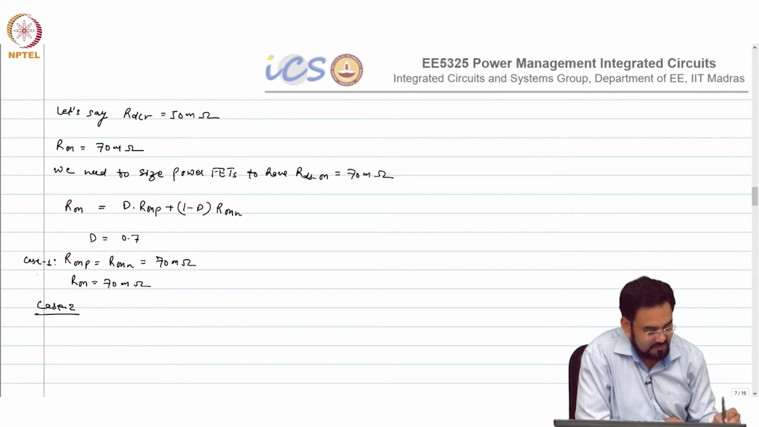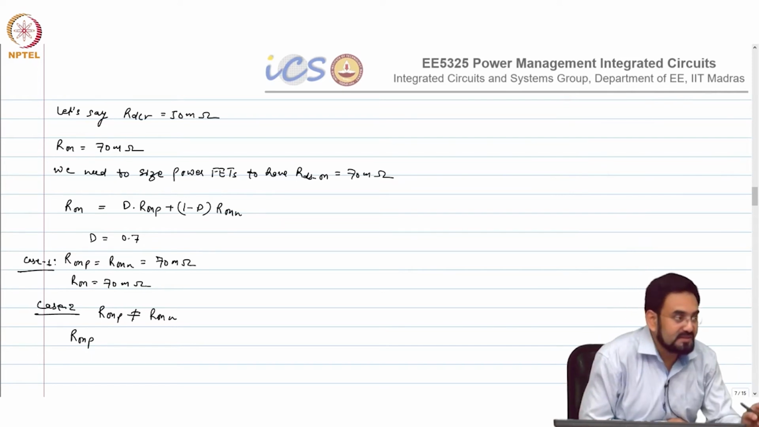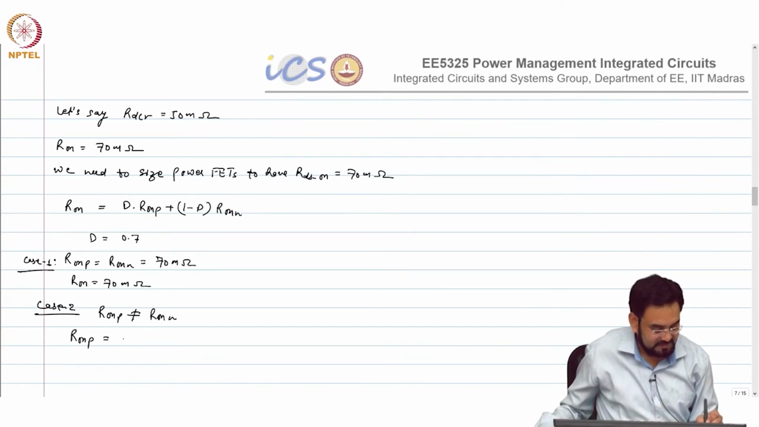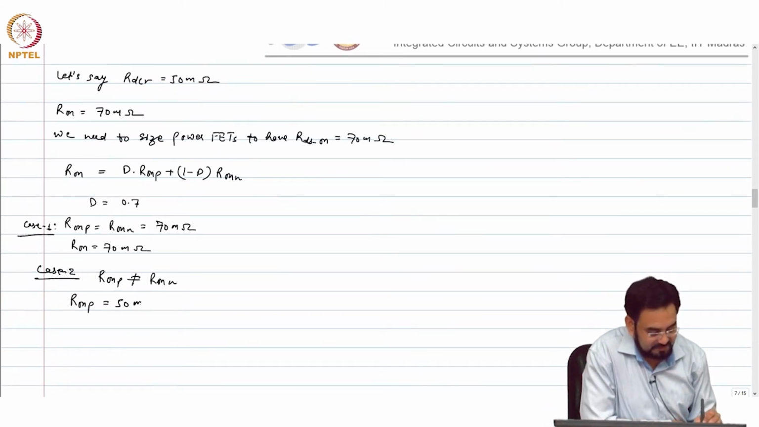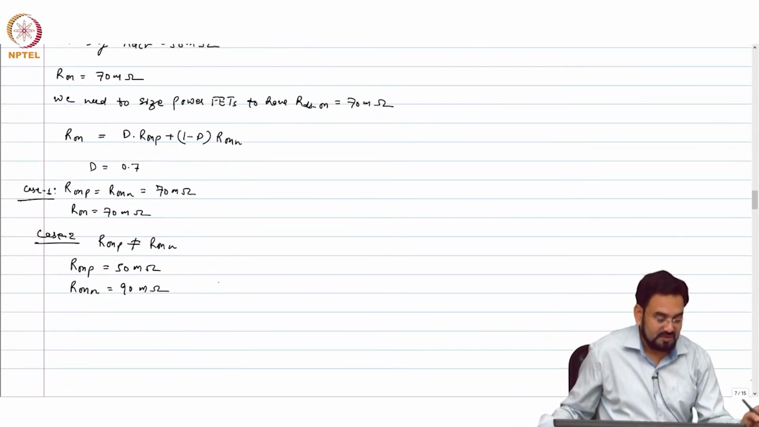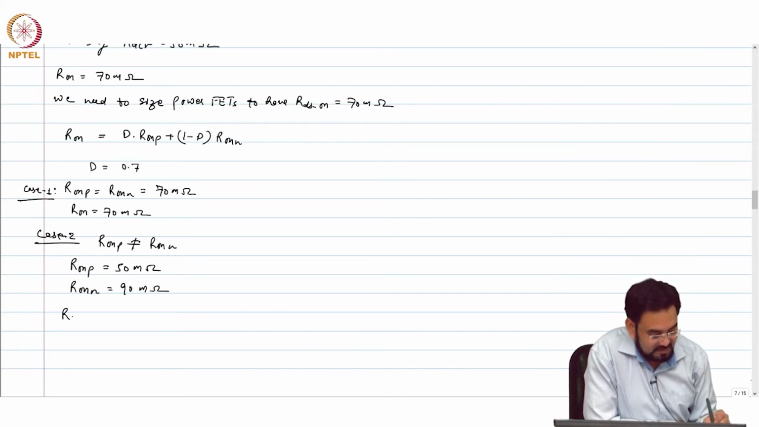Case 2, R on P is not equal to R on N. So let's say I am keeping R on, I know that I am operating at 0.7, which is higher side. So let's say I make it 10 milliohm less. Let's say I make it 50 milliohm, and R on N equal to 90 milliohm. Okay. So what will be the total R on?